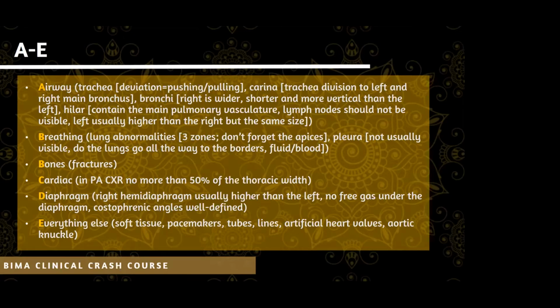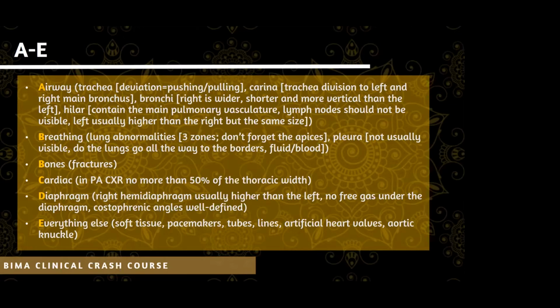Hilar are the main pulmonary vessels within the lung, and you should be able to see those and try and comment on whether they look of a normal appearance or whether there are increased hilar markings. And lymph nodes shouldn't be visible unless there's an infective or malignant process going on within them. And your left diaphragm is usually higher, but the same size as your right diaphragm. And then you can move on to B, which is breathing.